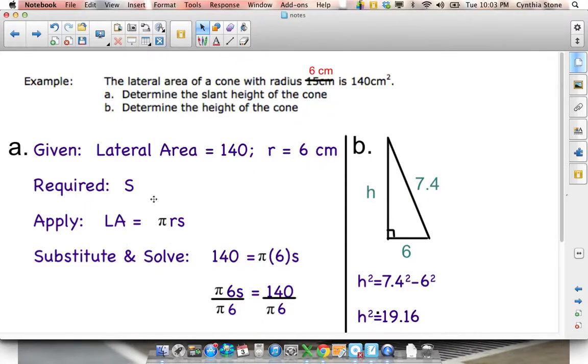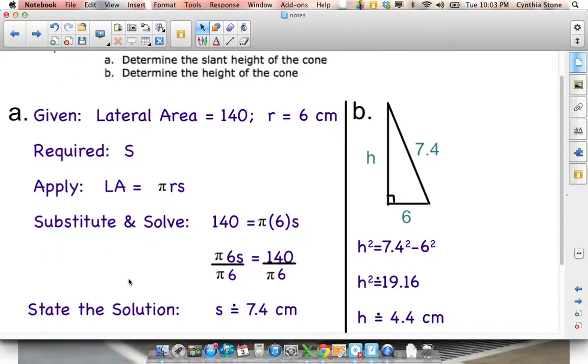So here's where I use this formula for the lateral surface, right? I'm not worried about the bottom part, just that lateral area. So I would need to rearrange and solve for s. What I've done here is plug in 140, pi is the same, r is 6, and then I've got s. To get s by itself, divide both sides by 6 pi, or pi times 6. Remember, with multiplying, it doesn't matter which way you write it.